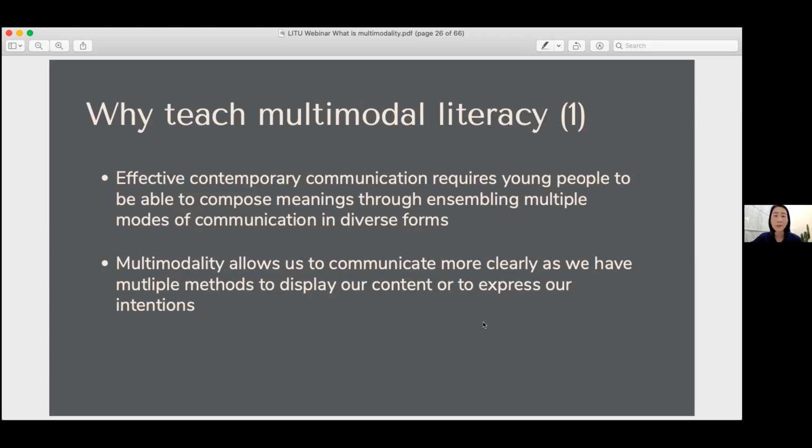There is something more. And I think giving them the chance to convey meanings through multimodality actually allows them to have more opportunities to create, to have clearer meanings, right? Because just like I mentioned, sometimes words cannot express everything that we feel or what we want to say, right? So allowing them to have multiple choices, multiple resources to say or express something is actually better than just having language, right? So multimodality allows us to communicate more clearly as we have multiple methods to display our content or to express our intentions. So that is always, I think, a good thing, right? More is better than just one.